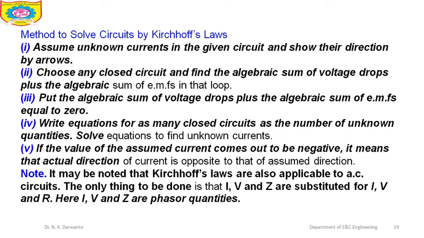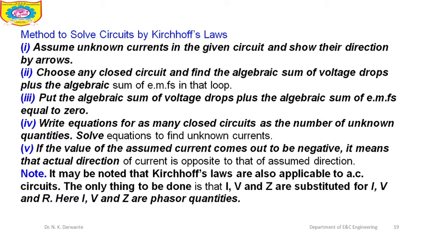Solve equations to find unknown currents. And fifth, if the value of the assumed current comes out to be negative, it means that the actual direction of the current is opposite to that of the assumed direction. And finally, it may be noted that Kirchhoff's laws are also applicable to AC circuits. The only thing to be done is that the current, voltage, and the impedances are substituted for the current, voltage, and resistance.